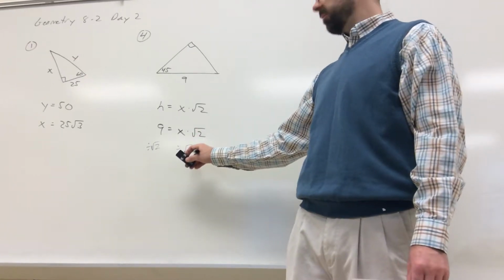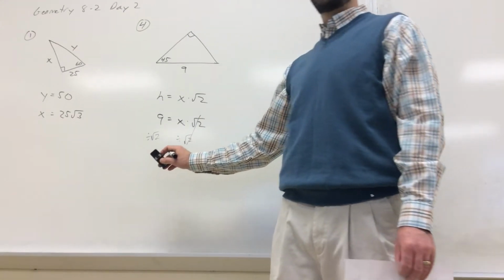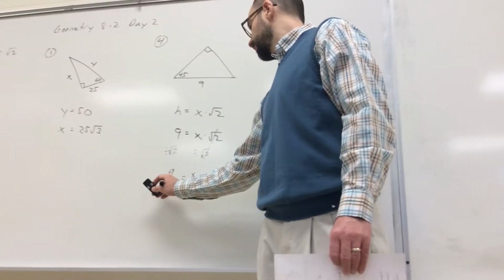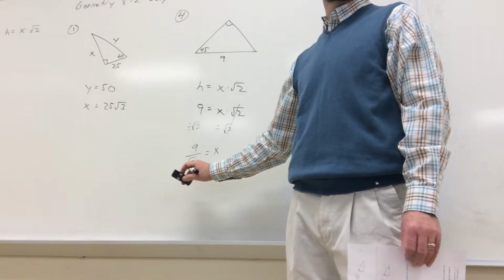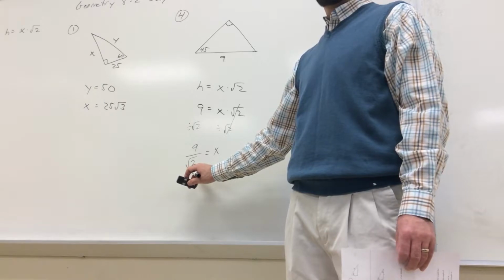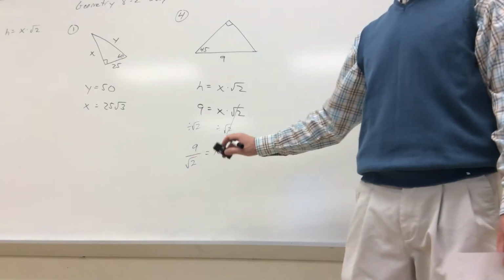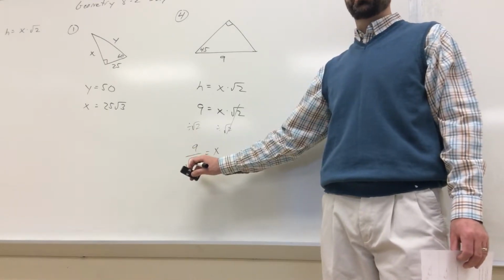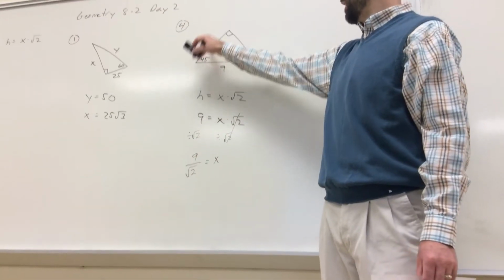So then root 2 divided by root 2 crosses out. So this side is just x. And then on this side, we get 9 divided by root 2. So we have the correct answer now. If you took 9 divided by root 2, you would get the correct number for this side of the triangle.